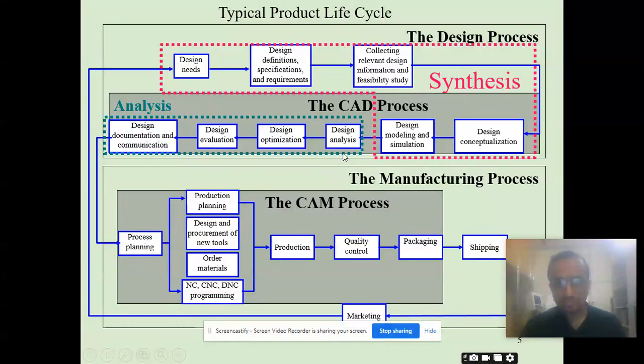So this portion is called as the analysis. Now, after this design documentation for further communication, this final design goes to the CAM process. What is the first step of CAM process? It is process planning. So, the intermediate between CAD and CAM is process planning. So, first stage is process planning. What type of process planning is required? It requires the production planning, design and procurement of the new tools, order materials, NC, CNC, DNC programming.